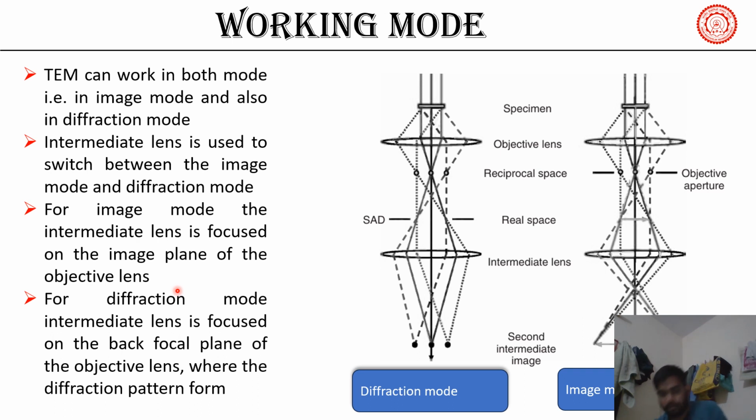So basically, the TEM can work in both modes, diffraction mode and image mode. To switch between these modes, the major role is played by the intermediate lens. Basically, the position of the intermediate lens decides in which mode the TEM works, either diffraction mode or image mode.